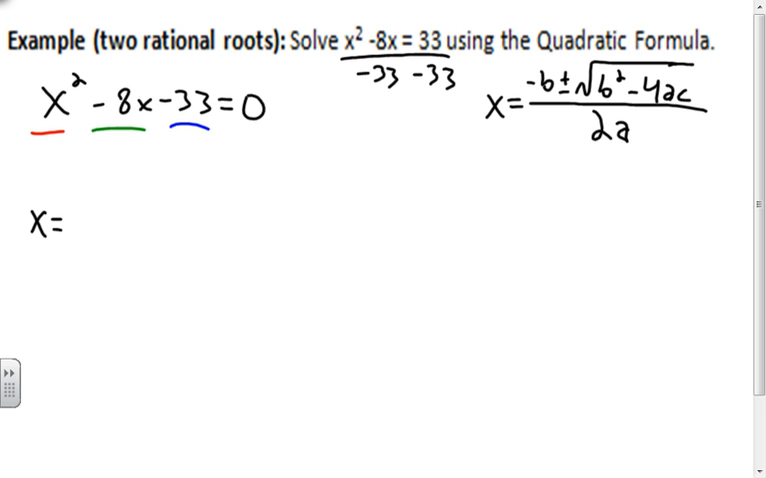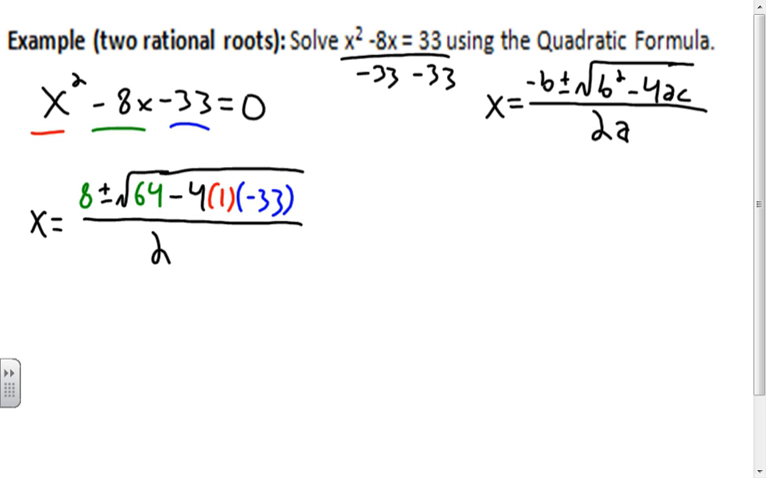X equals negative b. So if our b is negative 8, negative b is just going to be positive 8 plus or minus the square root of b squared. So negative 8 squared, negative 8 times negative 8 is positive 64, minus 4 times a, which is 1, times c, which is negative 33. So the square root goes over all of that part. All of that is over 2 times the value of a.